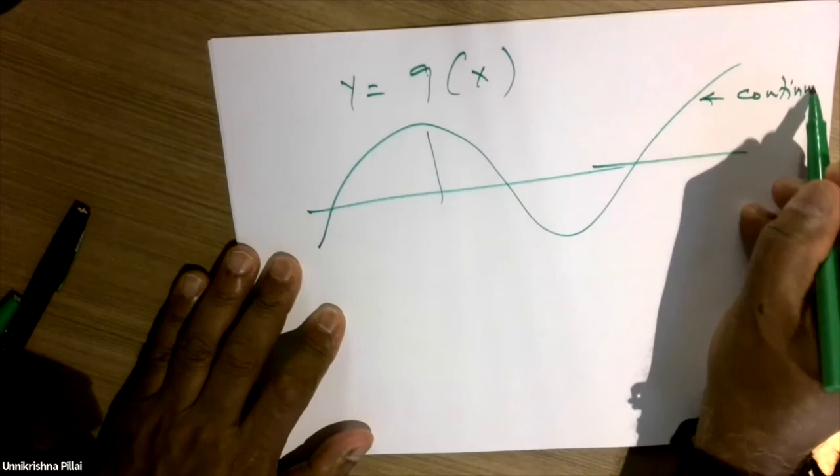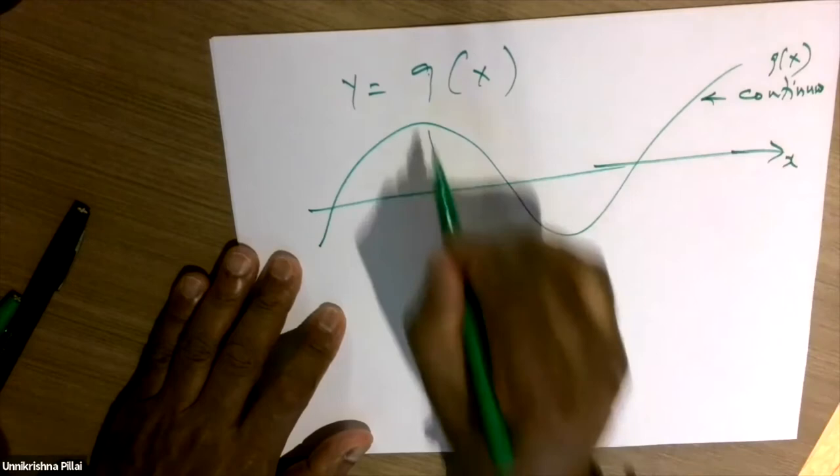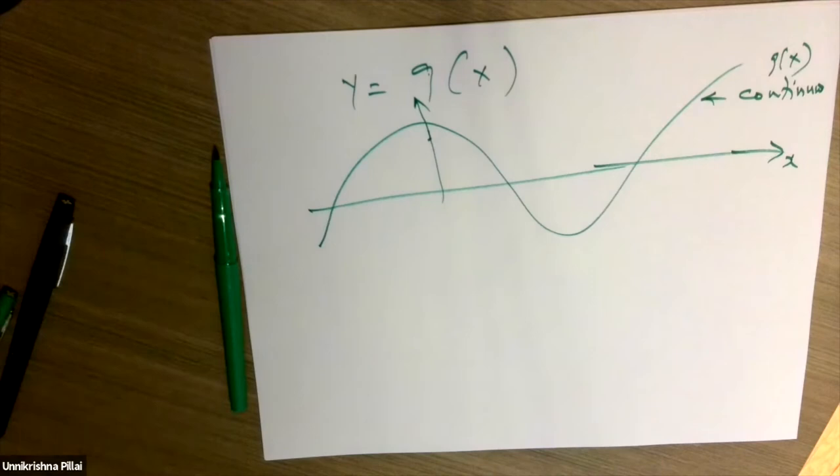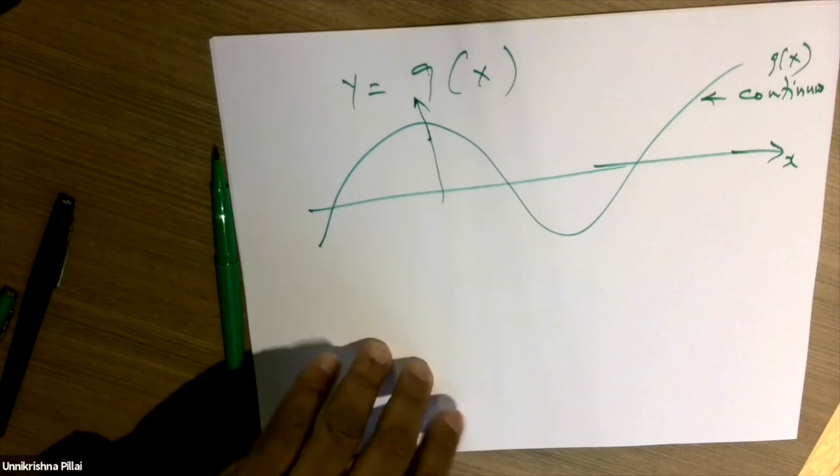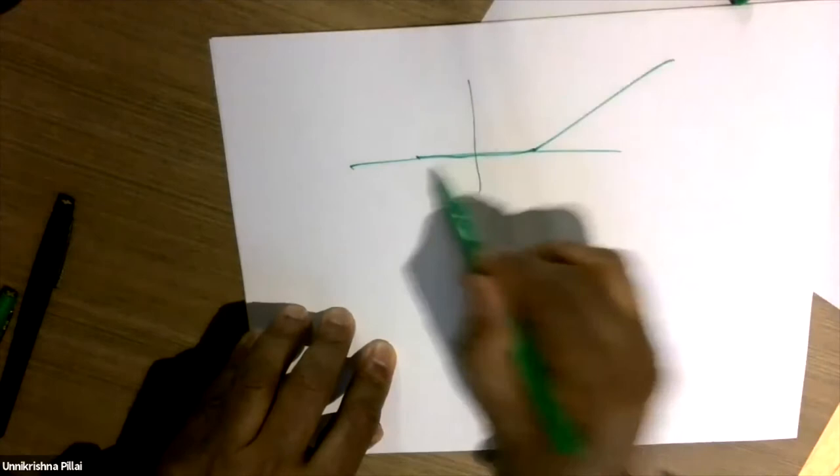So let's look at the same problem, y equal to g of x, except the function is continuous. Nice. Did I finish all the other things, or do we have one more to do there? Did I do the third one or no? I didn't? So okay, so let's do the third one. What was it? Was it this? All right, so y is this, x is here.